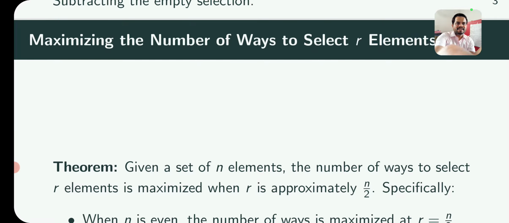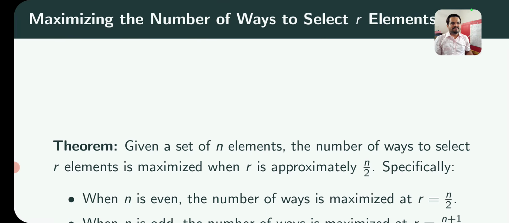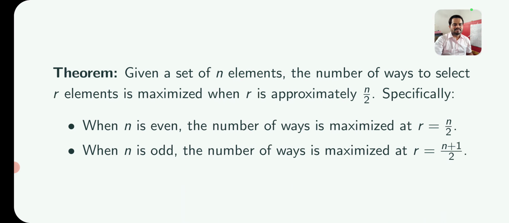Yes. Now let us see one theorem, and it is on maximizing the number of ways to select R elements. So see here the statement of this theorem. Given a set of n elements, the number of ways to select R elements is maximized when R is approximately n by 2. Specifically, when n is even, the number of ways is maximized at R equals n by 2. When n is odd, the number of ways is maximized at R equals n plus 1 by 2. So this we have to show here.